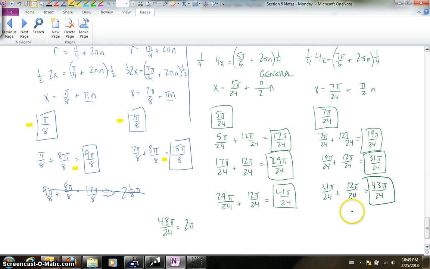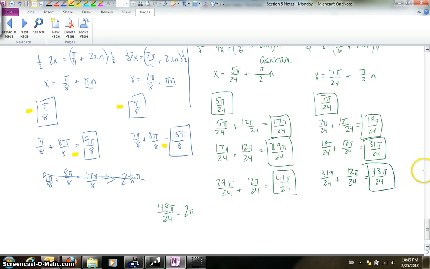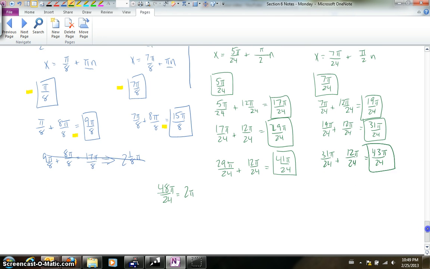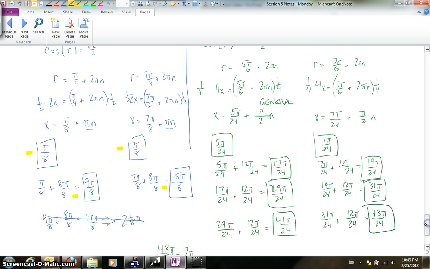And hopefully again it's clear that if I add another 12 pi over 24 to that, I'm going to end up at 55, which is bigger than 48, so that'd be bigger than 2 pi. So these are our 8 total answers to this question. I know it was daunting, but there won't be many like this. This was really as challenging as we'll get with these ones, and I wanted to step you through it and show you that you can do it.